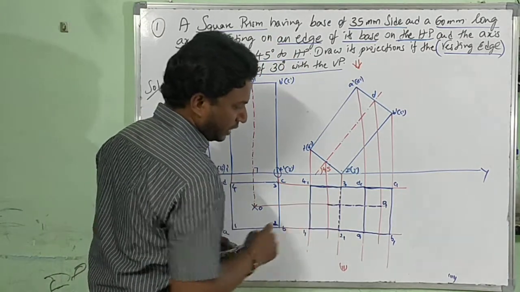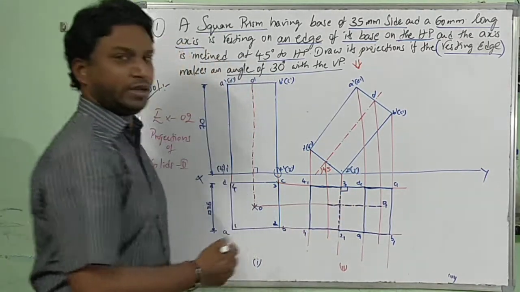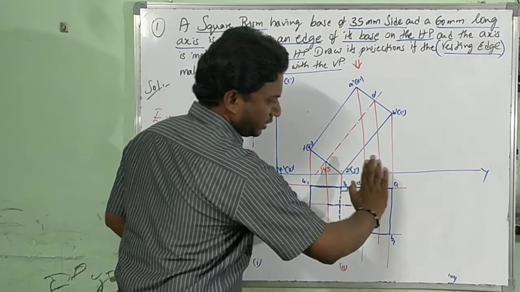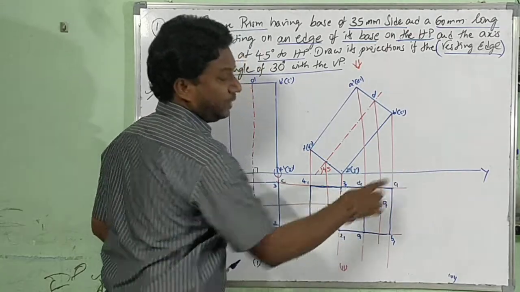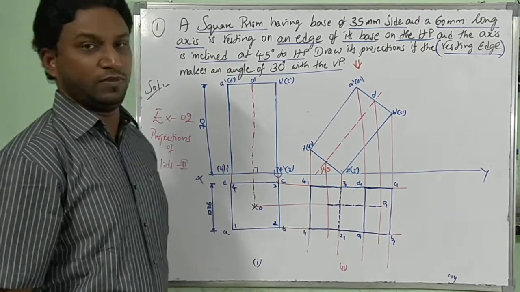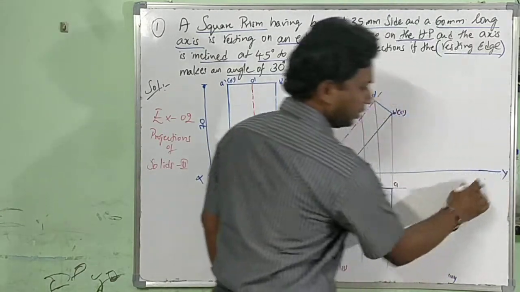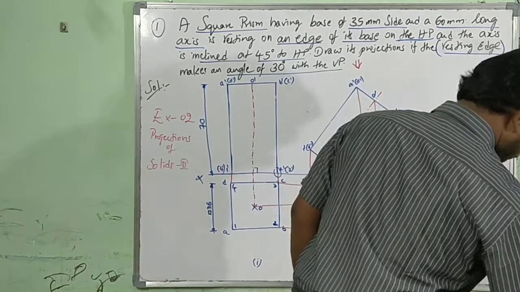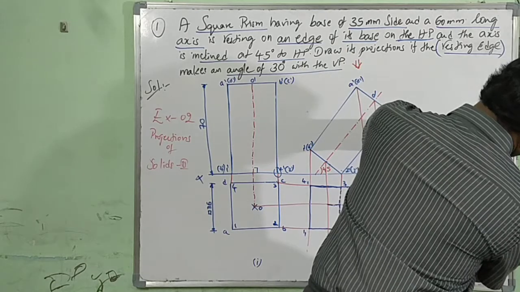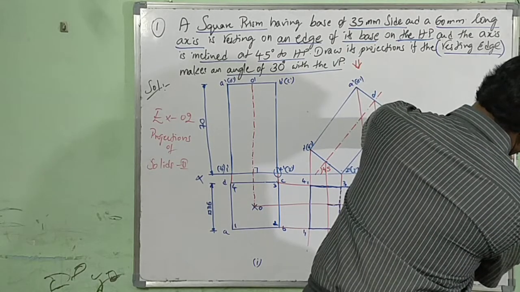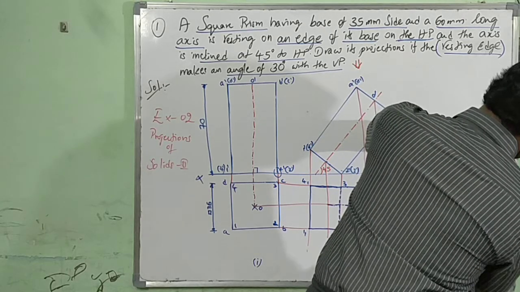Now, if you observe, with respect to the XY line, this is actually 90 degrees. If you rotate it clockwise such that it makes 30 degrees with respect to the VP, what line? 2 1, 3 1. Sir, how to solve it? See, let me take the entire board. XY line. Drawing a 30 degrees line from the XY line.